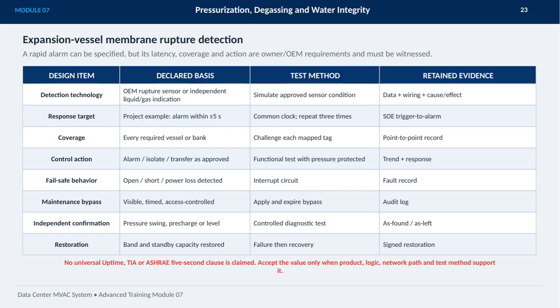Fail-safe behaviors such as detecting open circuits, shorts, or power loss, along with fault recording and controlled maintenance bypasses, are mandatory. These bypasses should be visible, timed, and access controlled, with proper audit logs maintained. Independent confirmation through diagnostic tests based on pressure swing, pre-charge, or level is also necessary to validate system status as found and as left. Restoration processes address band and standby capacity recovery, and all restorations must be signed off.